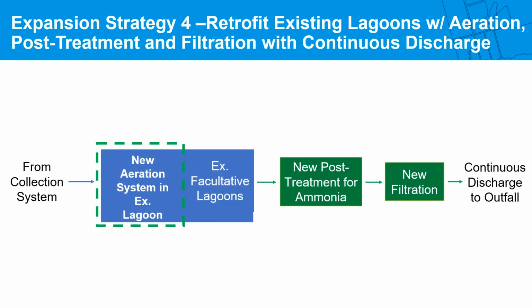Expansion Strategy 4 involves adding an aeration system to one of the existing lagoons and building new systems for ammonia removal and filtration. Under this strategy, the WPCP would be designed to continually discharge to the Beaver River.